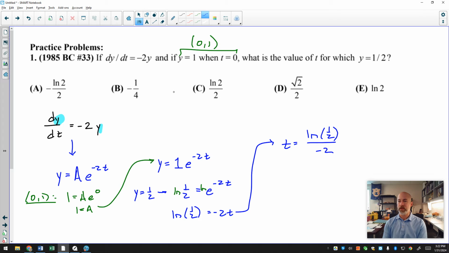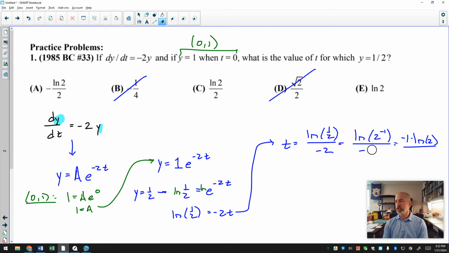And I bet you that's not one of the options. And it is not. Now, there's definitely a natural log in here, so I don't like b or d. So let's see what they did. Natural log of 1/2 is the same thing as natural log of 2 to the negative 1 power, right? And then good old properties of logs. You have an exponent on your argument. Bring that exponent down front. Negative 1 times the natural log of 2 over negative 2. Those negatives cancel, and it's natural log of 2 over 2.